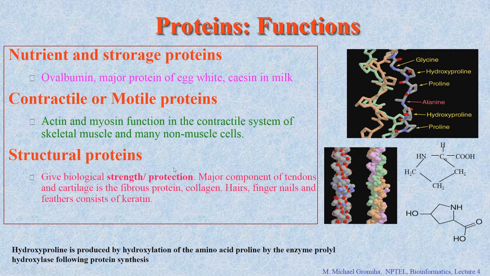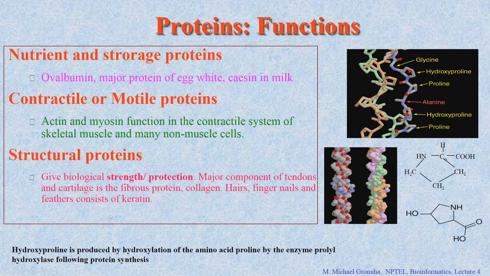Then there are different types of structurally important proteins, called contractile proteins or motile proteins. For example, actin and myosin function in the contractile system of the skeletal muscle. Then structural proteins, which give strength and protection. For example, keratin, a fibrous protein, and also collagen.